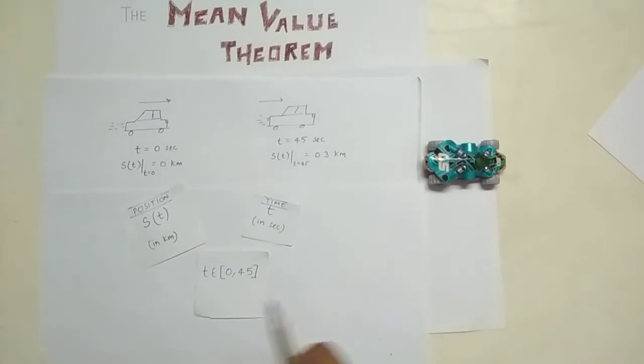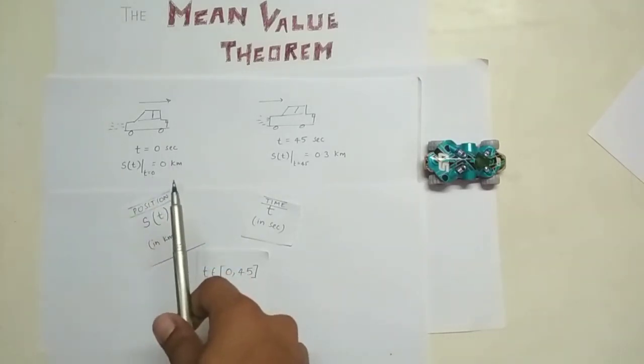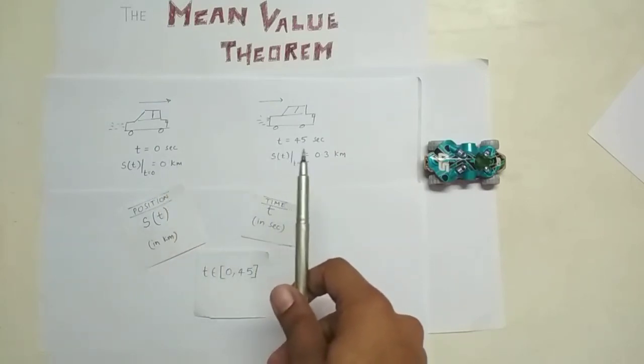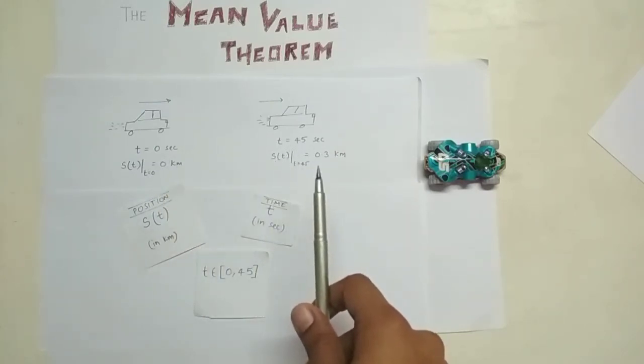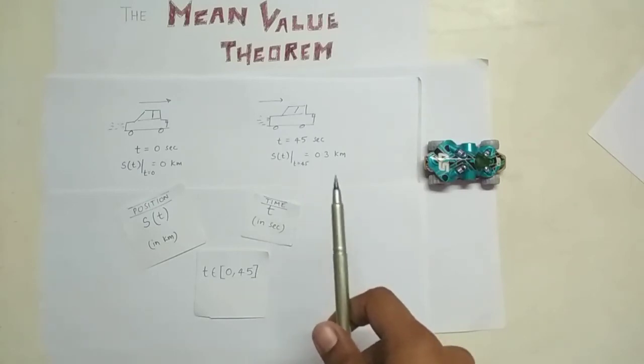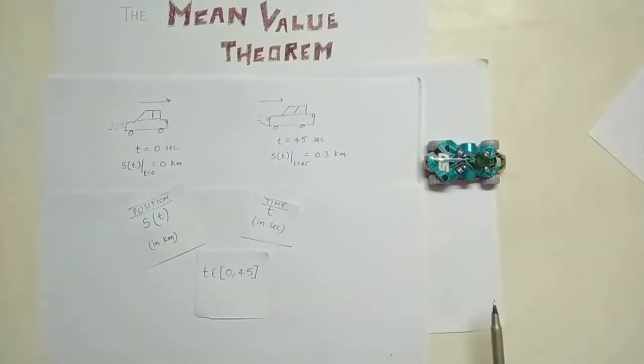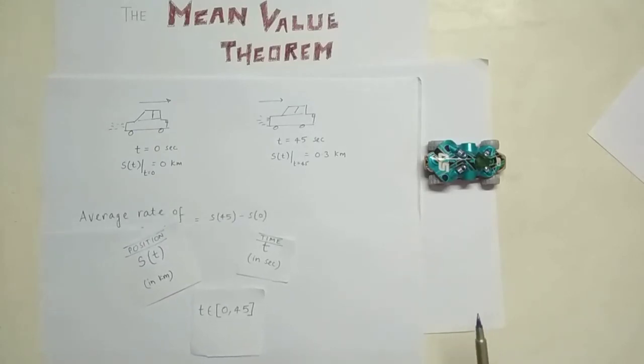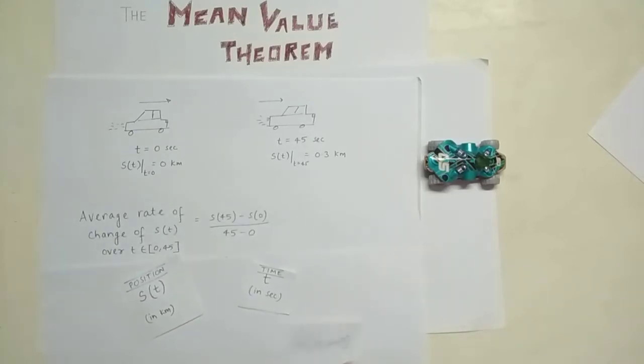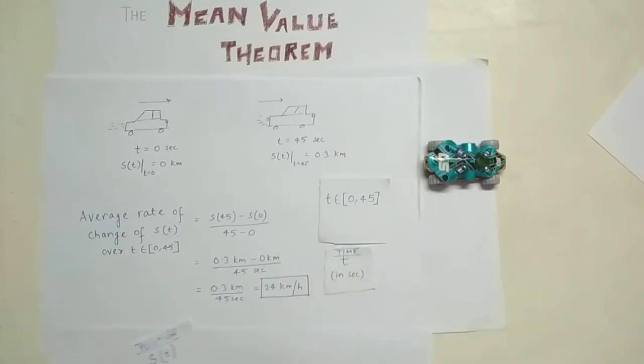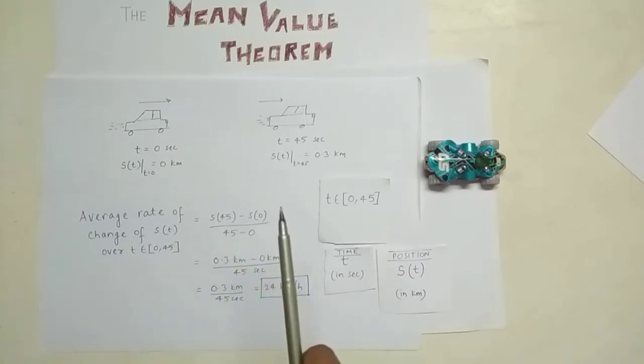These are the statistics. Initially at t equals 0, my position was at 0 kilometers, and towards the end of the trip, after 45 seconds, my position was at 0.3 kilometers. Let us compute the average rate of change of the position function over this time interval. The average rate of change of the function s over the interval [0, 45] is given by (s(45) - s(0)) / (45 - 0), same as (f(b) - f(a)) / (b - a).